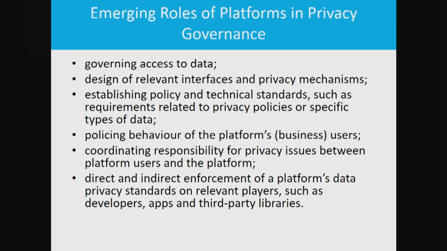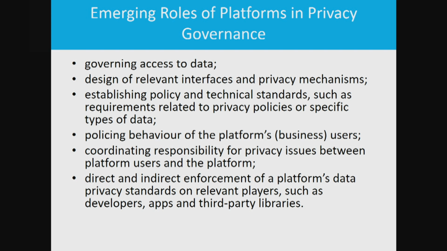That brings me to thinking about the emerging roles of platforms in privacy governance. First of all, governing access to data. Audience platforms have a variety of ways in which data can become available to business users. Design of relevant interfaces and privacy mechanisms, establishing policy and technical standards. These are requirements related to privacy policies or specific types of data that you also see in the app store context.